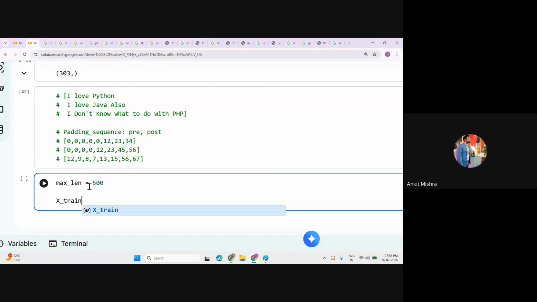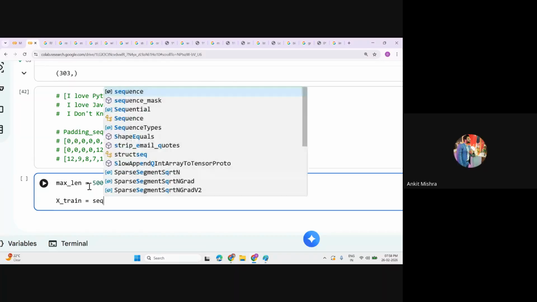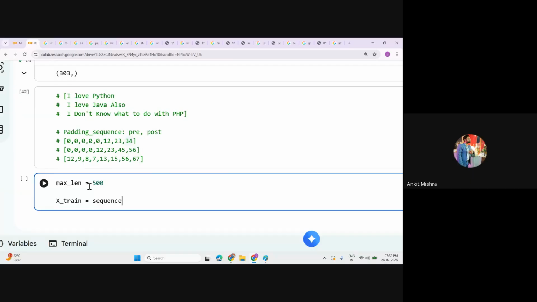And now we will apply the padding technique for my X train. So I'll call my sequence. I have already imported this one, and inside this we have pad_sequences. I want to pad my X train data set, and whatever the maximum length is, you simply give max length equals maximum length. Perfect. And you have to do this for the X test part as well.